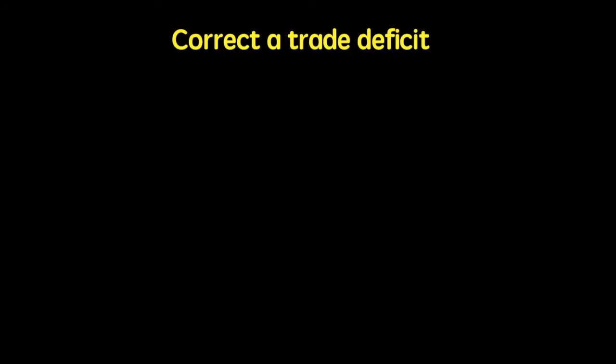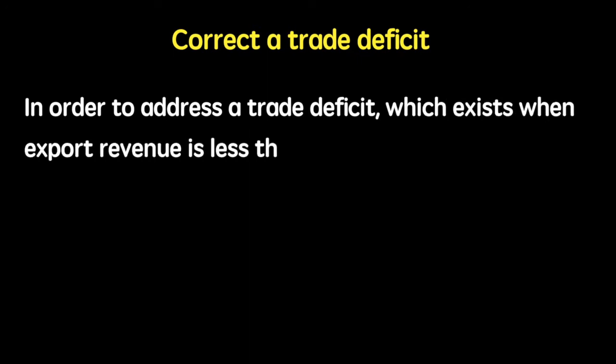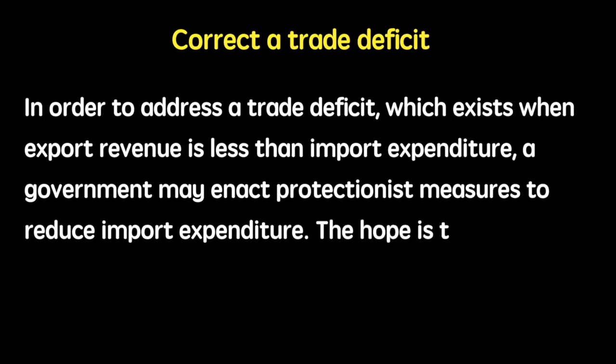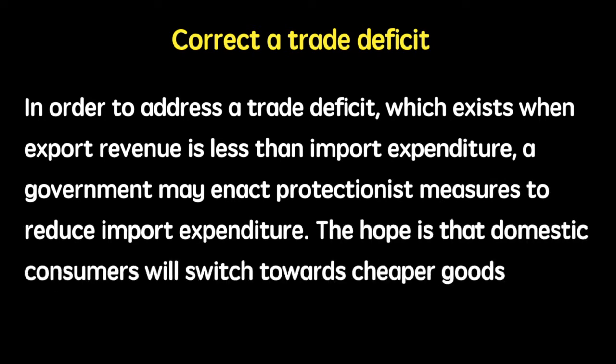Governments may opt for protectionist measures to correct a trade deficit. In order to address a trade deficit, which exists when export revenue is less than import expenditure, a government may enact protectionist measures to reduce import expenditure. The hope is that domestic consumers will switch towards cheaper goods produced locally.